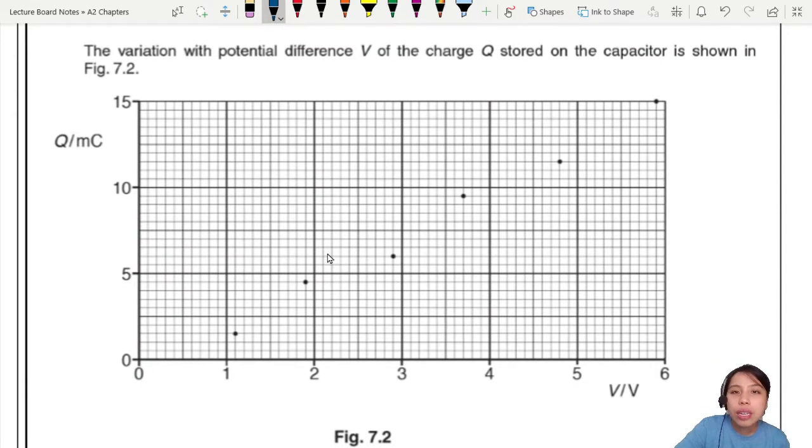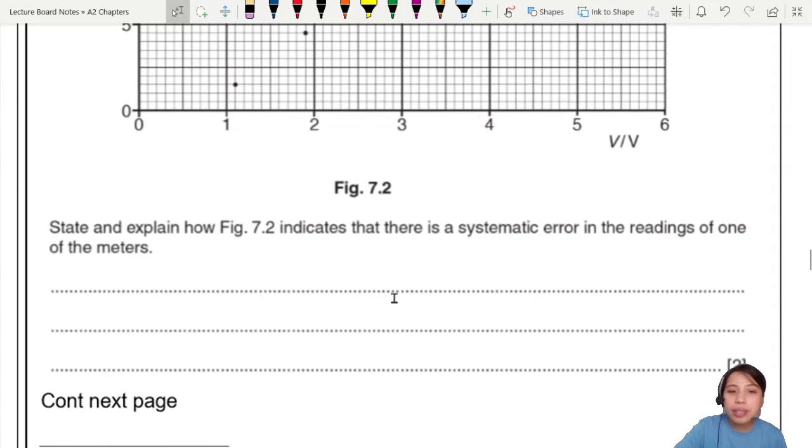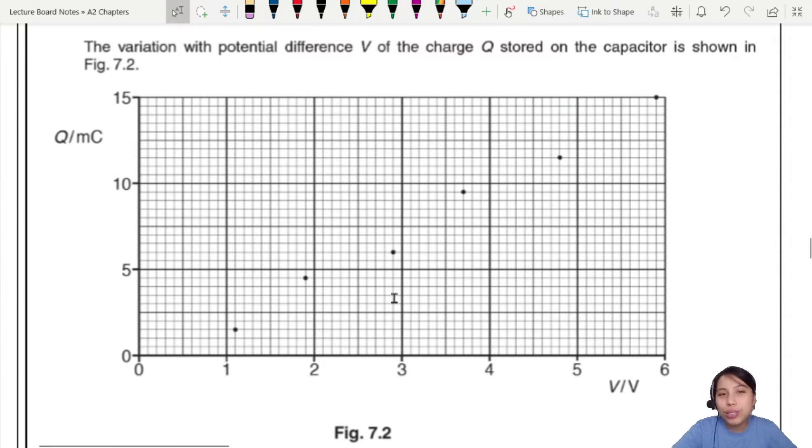The variation with potential across the Q stored is shown here. Well, I guess we have to draw a graph later. But state and explain how the figure shows that there's a systematic error in the readings of one of the meters. How do you tell systematic error again? Kind of have to remember your AS paper 2.